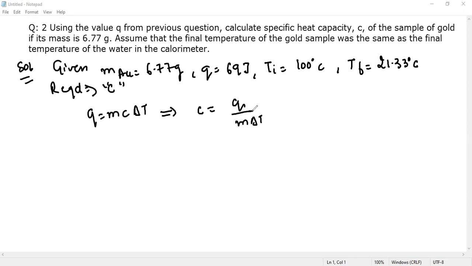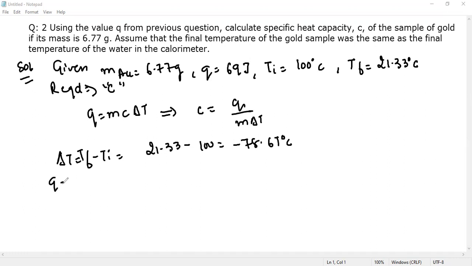So let's see what is given. Let's go ahead and calculate delta T first of all. Delta T is equal to T final minus T initial. So what is my final value? It's 21.33 minus 100. If you go ahead and put it in the calculator, it will give you negative 78.67 degrees Celsius.